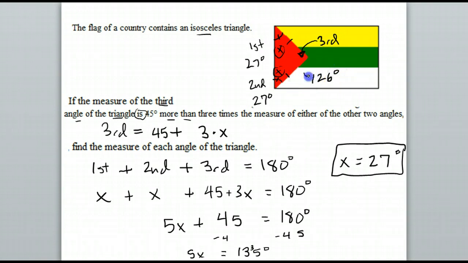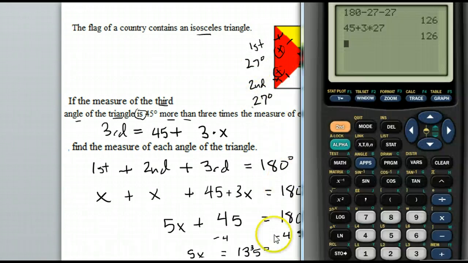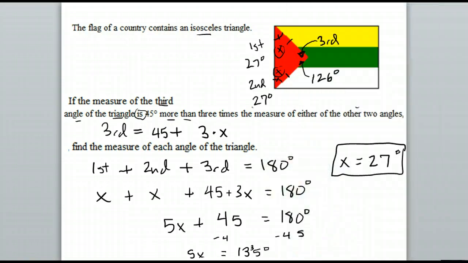So 126 degrees is that third one. The other two are 27. If you add them all up, you get 180. So that means we did it right.